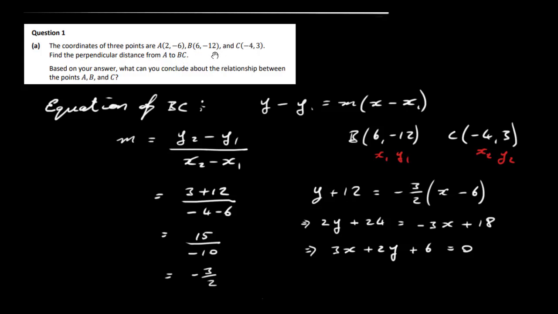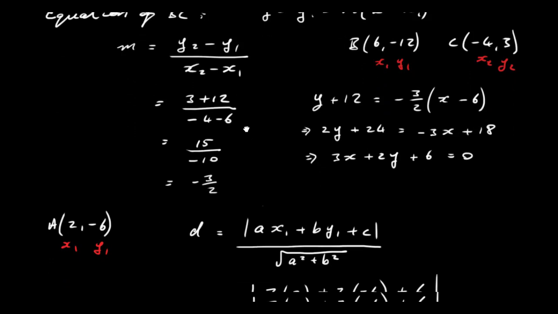Well, we know that B and C are on this line here, because we used those 2 points to find the equation of that line. And now we've discovered that A is 0 distance from this line, so A must be on this line as well. Therefore, what we can say about A, B, and C is that they are collinear. They're all on the one line.